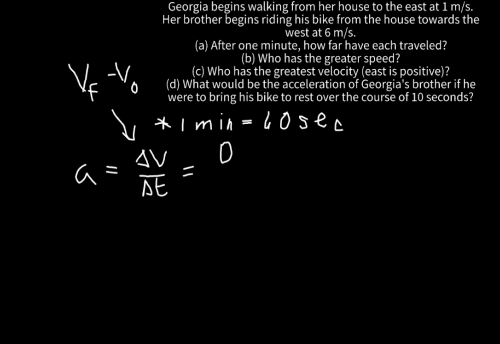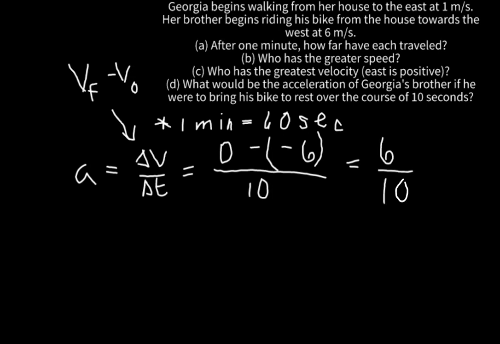So he's going to be at rest, so he'll have 0 meters per second minus his initial velocity, a negative 6 meters per second, in a time interval we have of 10 seconds. So this gives us 6 meters per second over 10 seconds. And that gives us a positive acceleration of 0.6 meters per second squared.